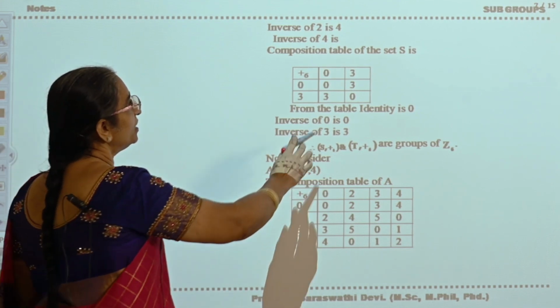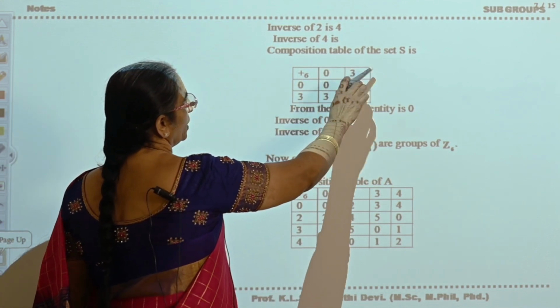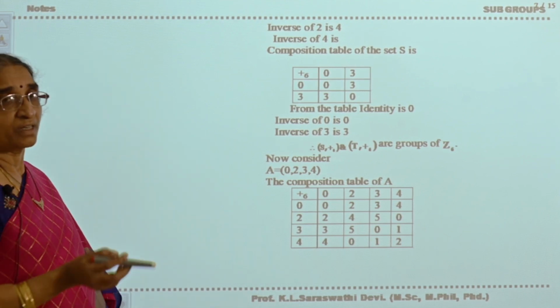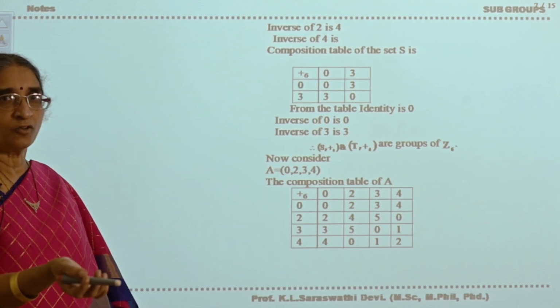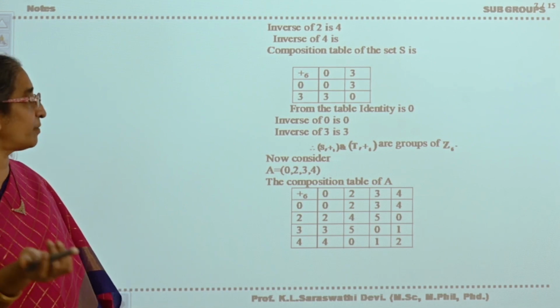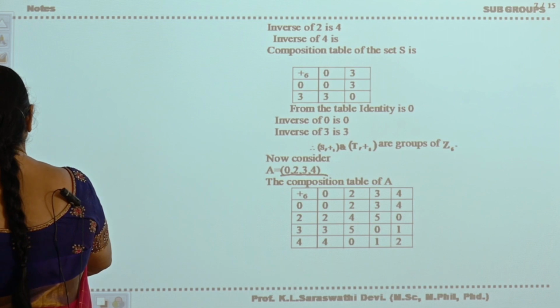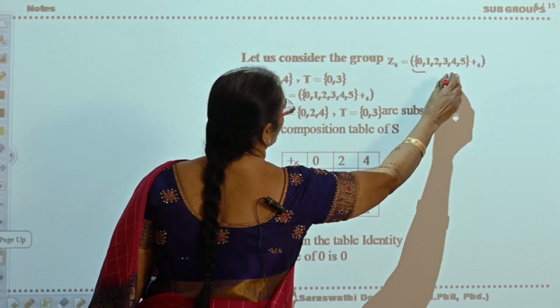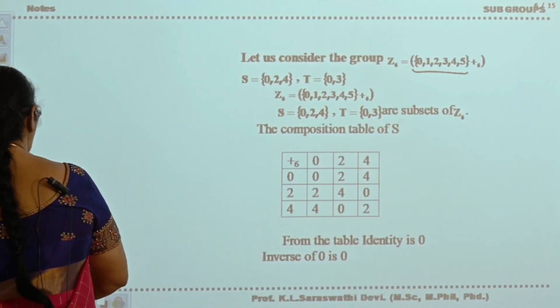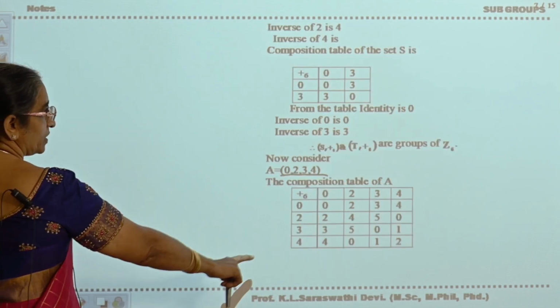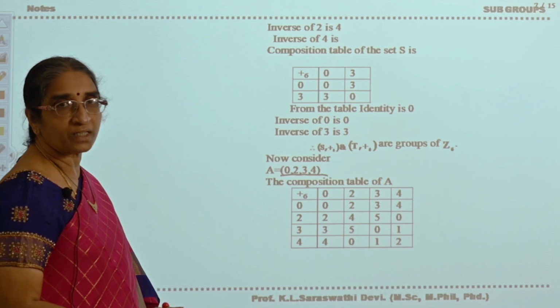See, this is the complex {0, 3}, the set {0, 3}, yes. It is becoming a group, a subgroup. A subgroup will be a complex, but a complex need not be a subgroup. See here, {0, 2, 3, 4} is a subset of this one, but it is not becoming a group. Closure property is not satisfied.